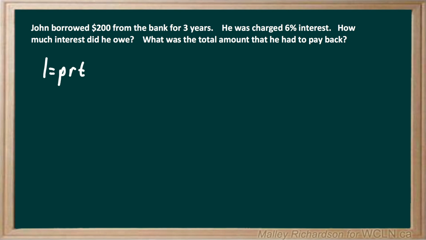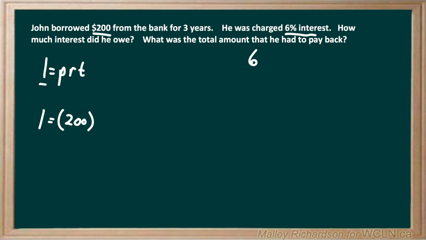Now we want to solve for how much interest, so that means we are going to solve for I. So we have I equals P, which is the principal, or how much John borrowed from the bank. We can see that John borrowed $200, so P is $200. R is the annual interest rate. We know that he was charged 6% interest, but we need to turn this 6% into a decimal.